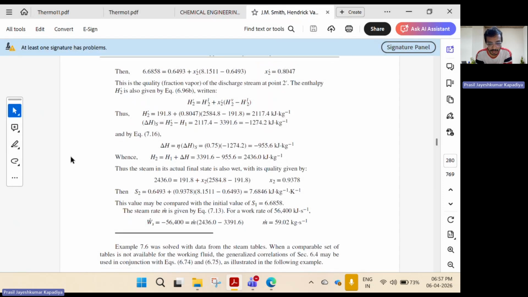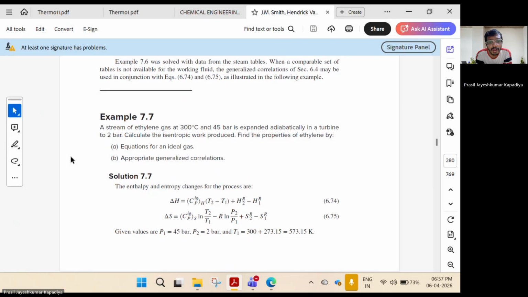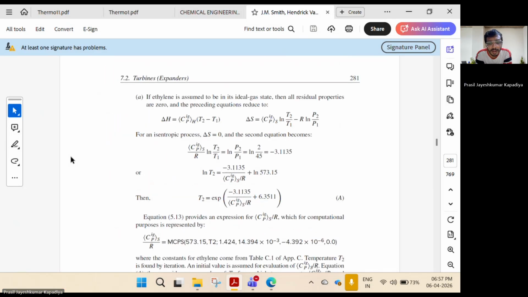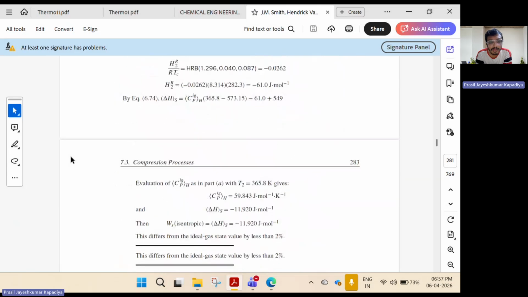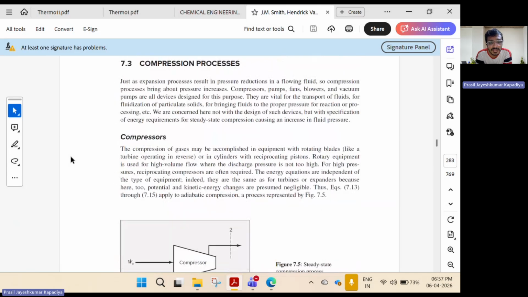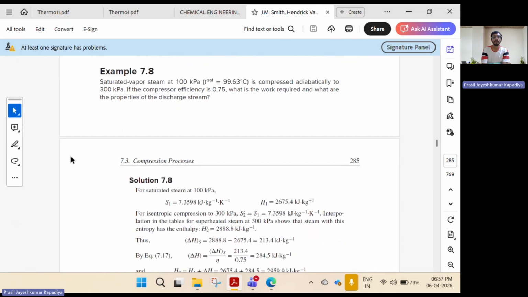I don't know if there is an example on the expander. Okay, we don't have anything. This is the compressor. Let's see if there is a problem. Yeah, it is given. So what is given? We are given that saturated vapor steam at 100 kilopascal is compressed adiabatically to 300 kilopascal, with efficiency 0.75. So what is the work required?